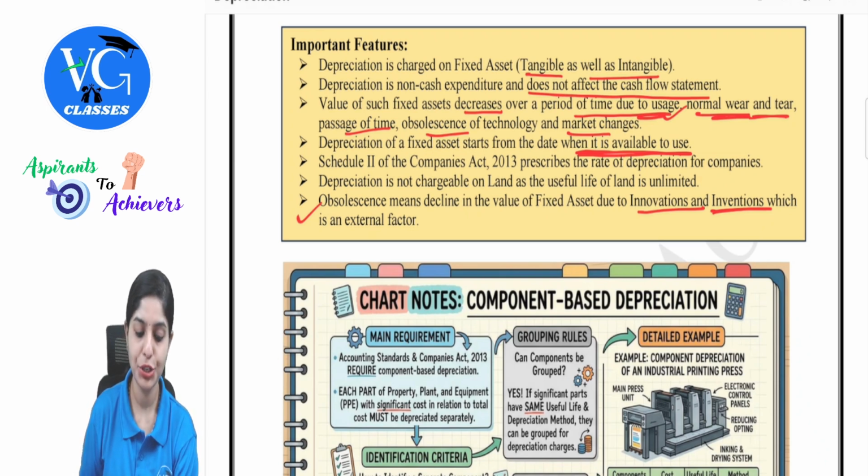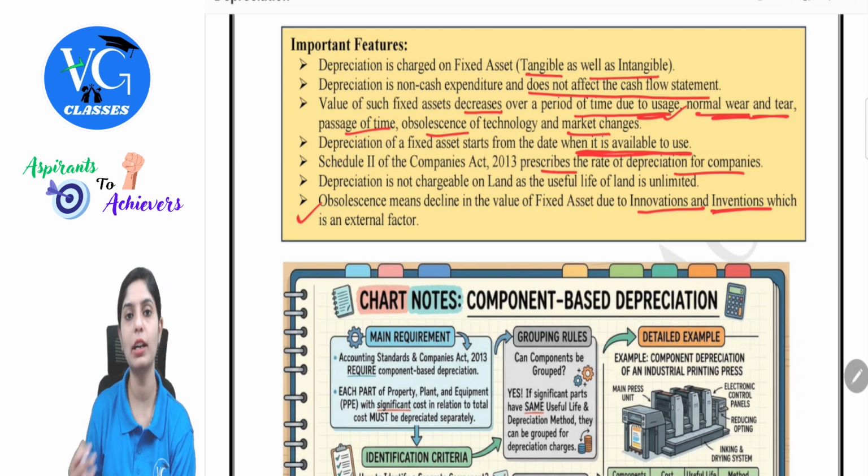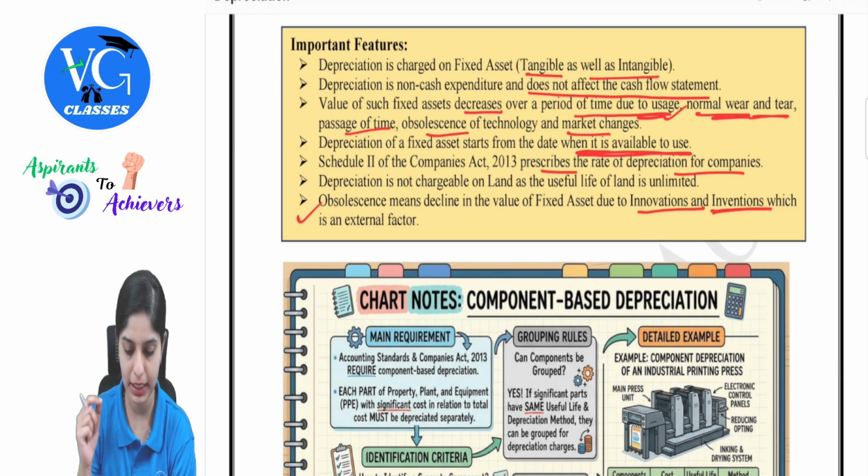Yes. Next, Schedule 2 of the Companies Act prescribes the rate of depreciation for companies. Now, practically speaking, we will definitely require rates, percentages, to charge depreciation on the respective assets. So, where can we refer to this? This is given in Schedule 2 as per the Companies Act.